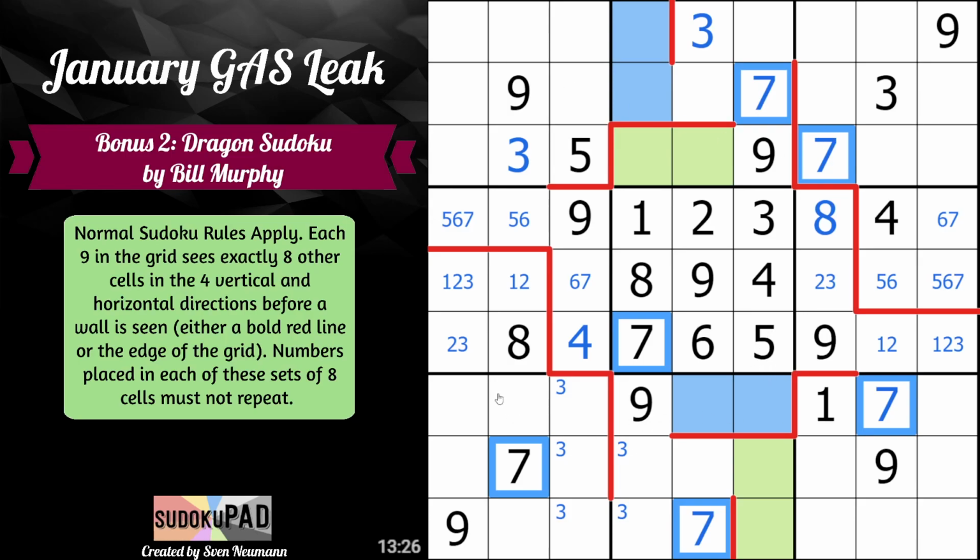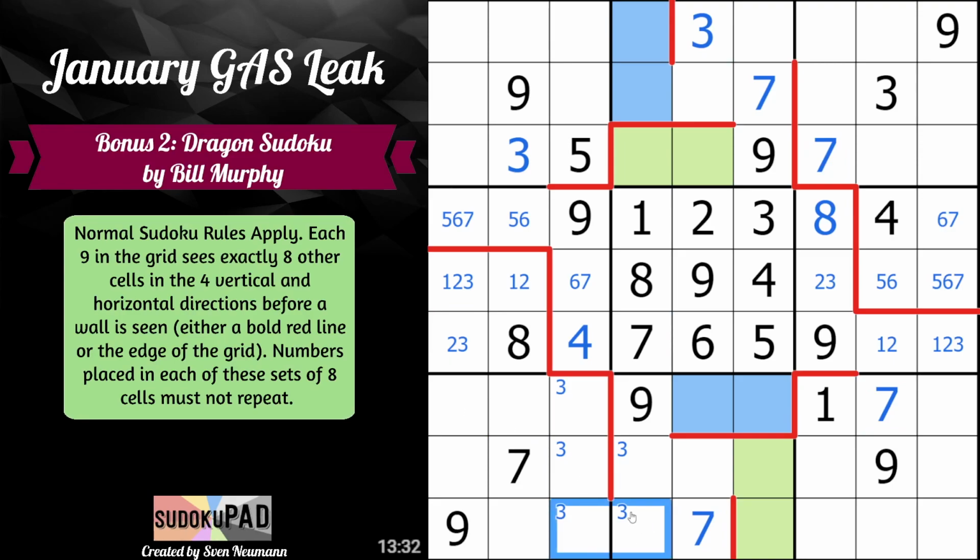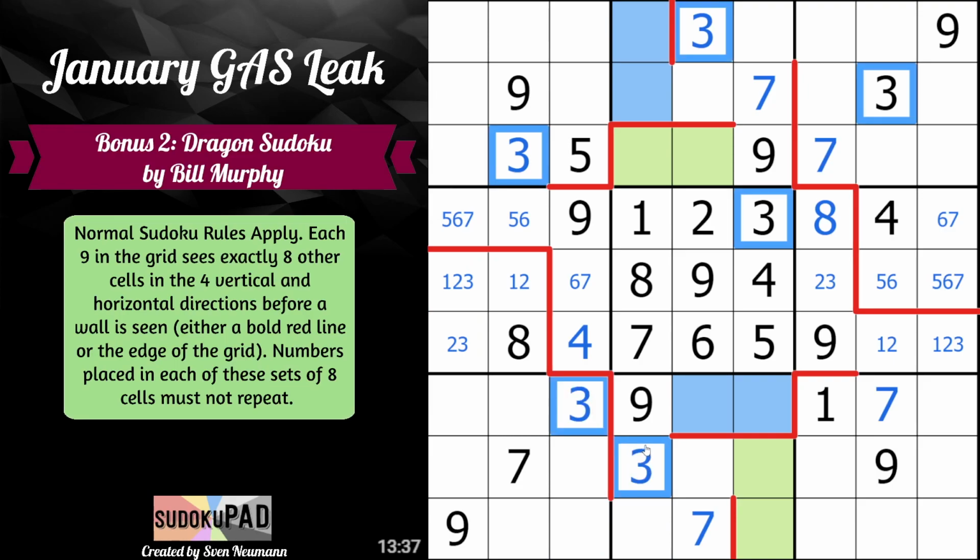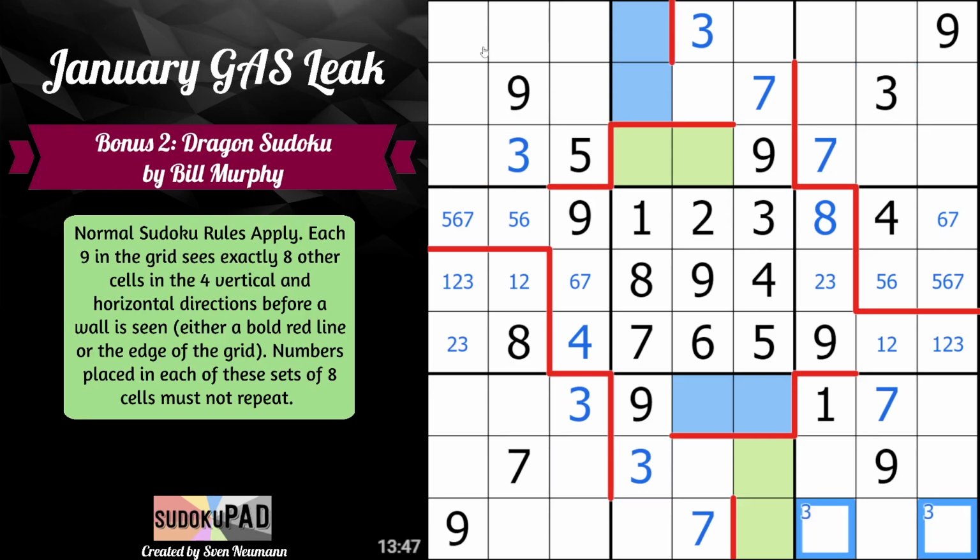Now, 3 in the same way, right? 3 is definitely contained here, which means none of these can be 3, which means this must be 3 and this must be 3. Now we're left with a bit of an X-wing, but that's some more information.